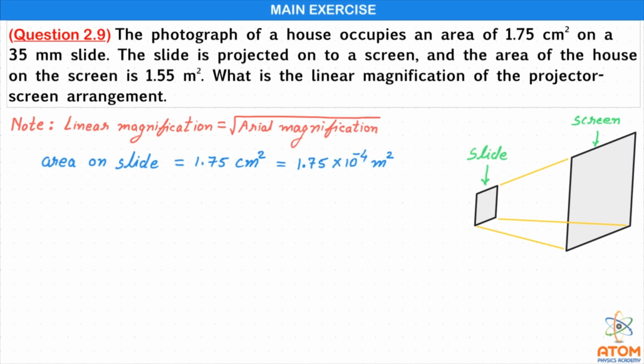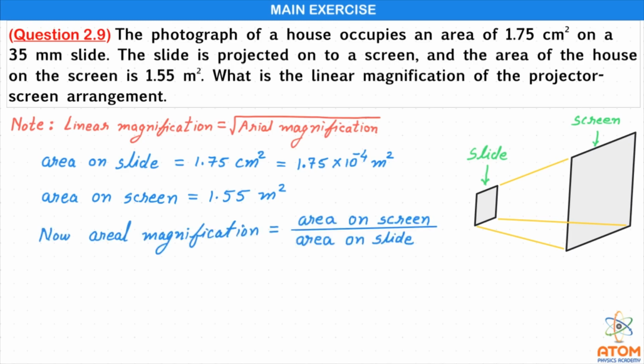The first is area of the house on the slide, that is 1.75 centimeter square. So we can write 1.75 into 10 raised to minus 4 meter square. Note that here the size of the slide, that is 35 millimeter, is of no use. Now the next is the area of the house on the screen, that is 1.55 meter square. It is already given in meter square.